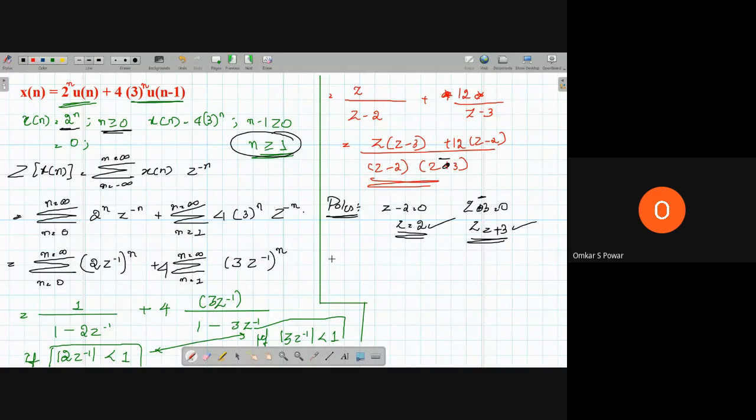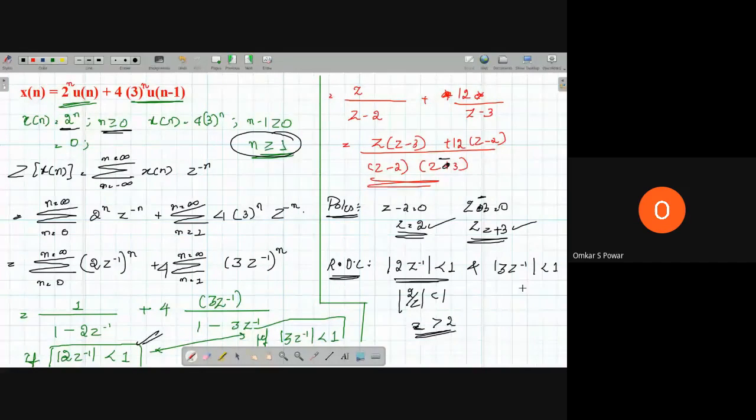Then what do we want? We want the ROC. So as I told, for the ROC we will make use of these two conditions. The first condition is mod of 2 z inverse is less than 1, and mod of 3 z inverse is less than 1. So using these two conditions, we have to plot our ROC. How can we write this expression? 2 by mod z is less than 1 and mod z is greater than 2. Similarly, our right hand side term, 3 by mod z is less than 1 and mod z is greater than 3. So if you go to the property here, when your sequence is right sided, your ROC lies outside the outermost pole. So what is the outermost pole here? 2 or 3? It is 3.